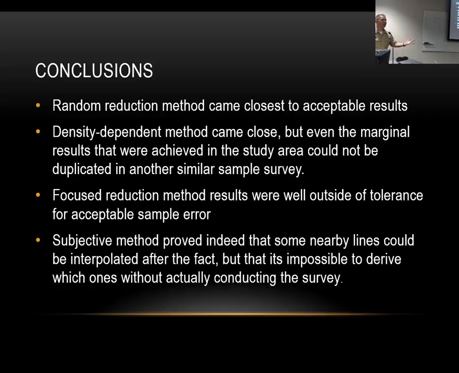There's probably 100 different ways I could have done the spatial autocorrelation analysis, and there are probably better methods that could have been used, but ultimately that method wouldn't really apply because it was dependent on the snow water equivalent that was measured, so you can't really build a survey based on those results. And then, like I said, the subjective method proved that there were lines flown near each other that did not really need to be flown, but there's no way of knowing what those lines were before the fact.